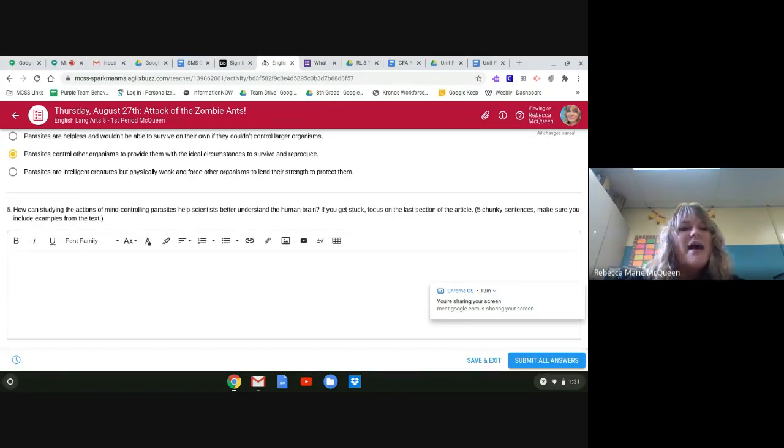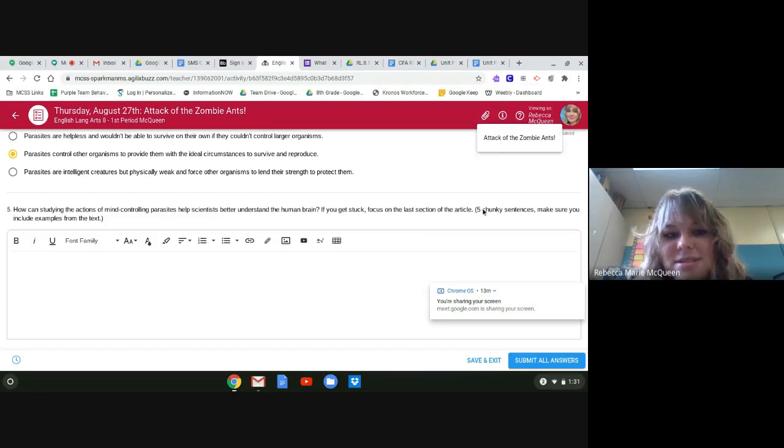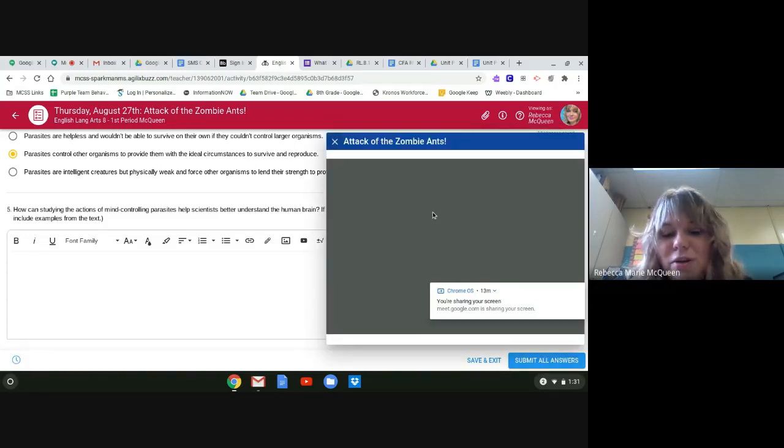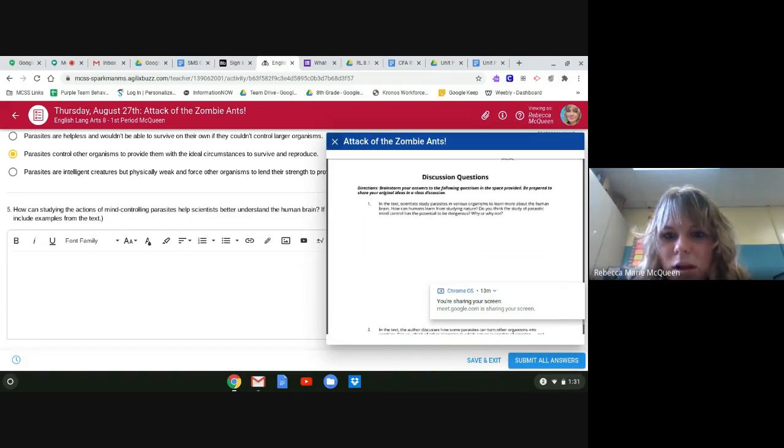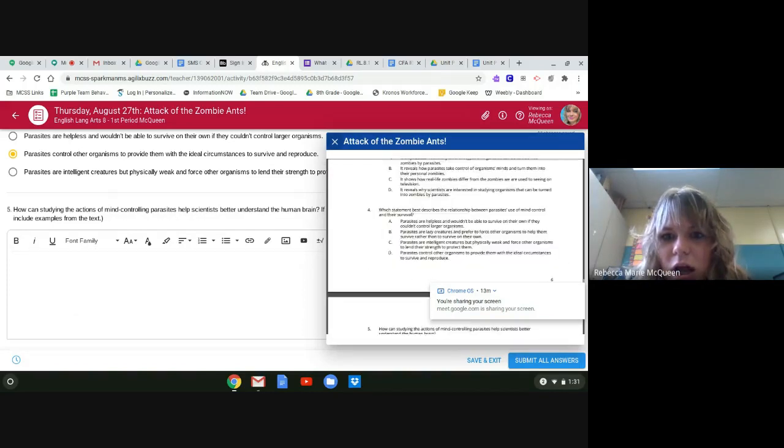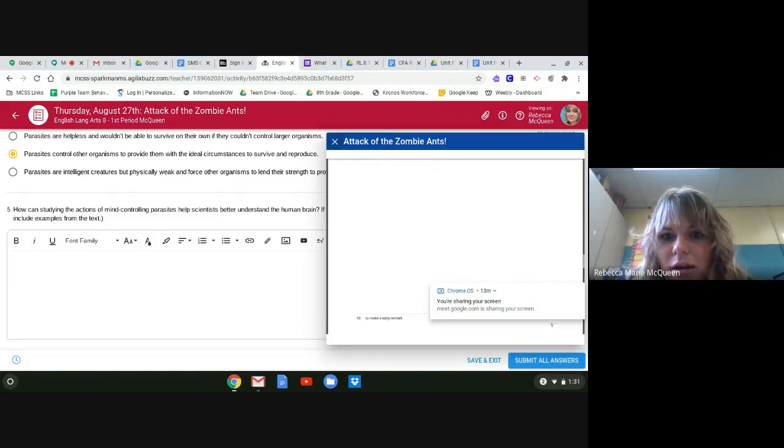So last one, how can studying the actions of mind-controlling parasites help scientists better understand the human brain? Okay, if you get stuck, focus on the last section of the article. This is why I said, and hey, make sure it's 5 sentences, okay? And include examples from the text. Here's what I want you to focus on, okay? The last part of the article, right down here. Oh, here we go, okay.